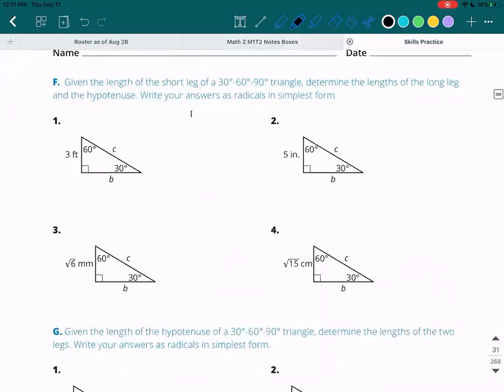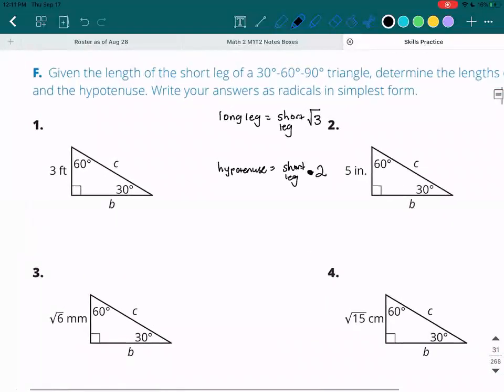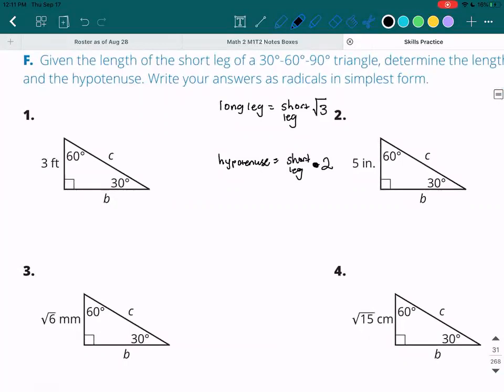I'll just write here. Long leg equals short leg radical 3, and hypotenuse equals short leg times 2. Let me zoom in for people. Okay, so those are the formulas. I just wrote them out. They are in your notes already though.